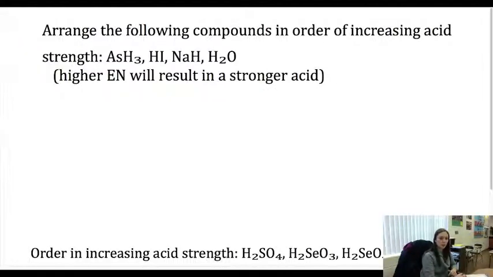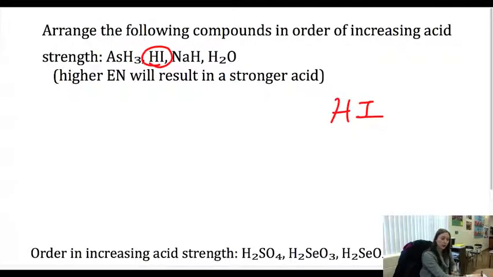So let's look at an example here. Arrange the following compounds in order of increasing acid strength. We have AsH3, HI, NaH, and H2O. Remember again, a higher electronegativity is pretty much going to result in a stronger acid because you're leaving that H off by itself. HI is the strongest acid. I has a very high electronegativity. It wants the electrons around it. It's going to leave that H off by itself. So HI is our strongest acid.